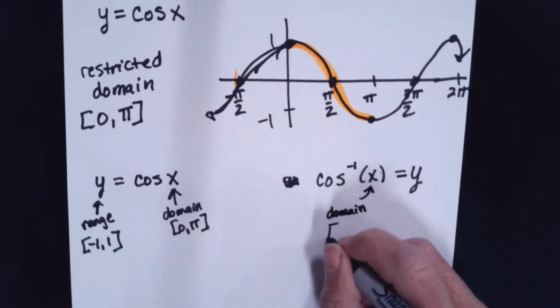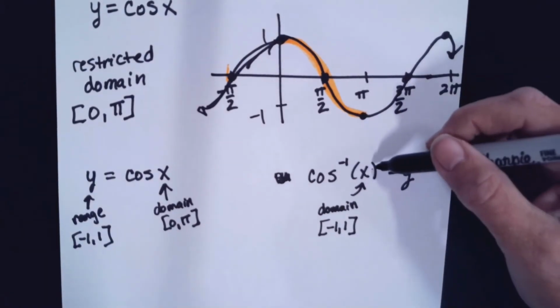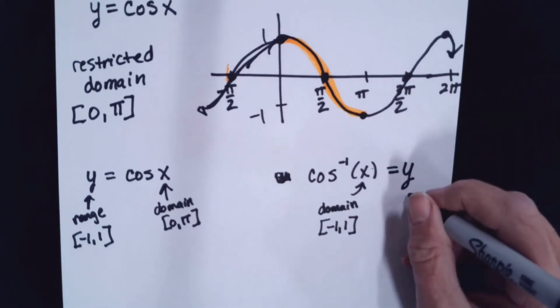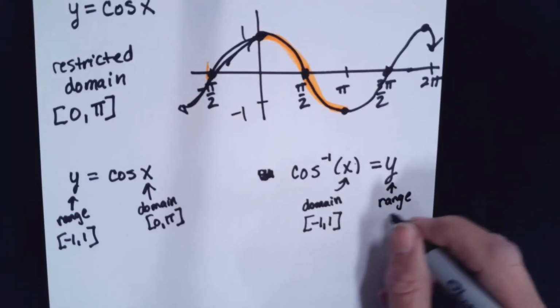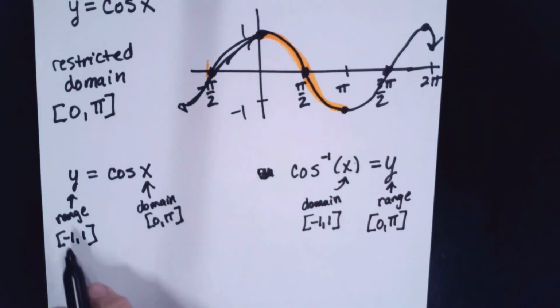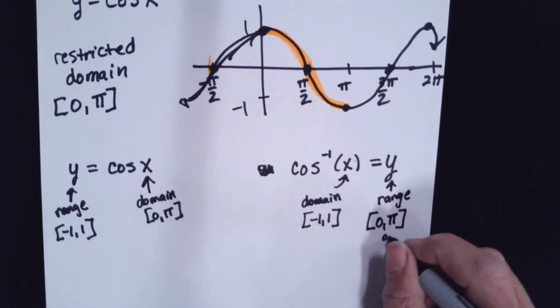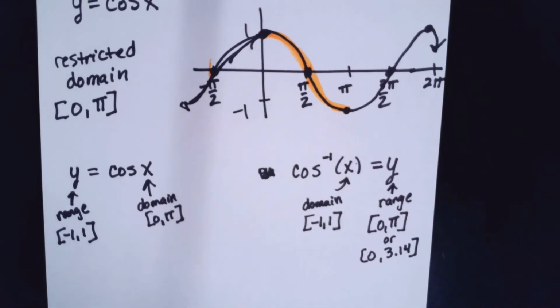So the domain, the number that we can put in, is going to be between -1 and 1. So we're going to take the inverse cosine of any number here between -1 and 1. And that equals our range now. Our answers, or our range, have to be from 0 to pi. Once again, we just switched the domain and the range for the inverse function. Now the range is going to be from 0 to pi, or from 0 to about 3.14. So your answer has to be a number between 0 and pi, or between 0 and 3.14.